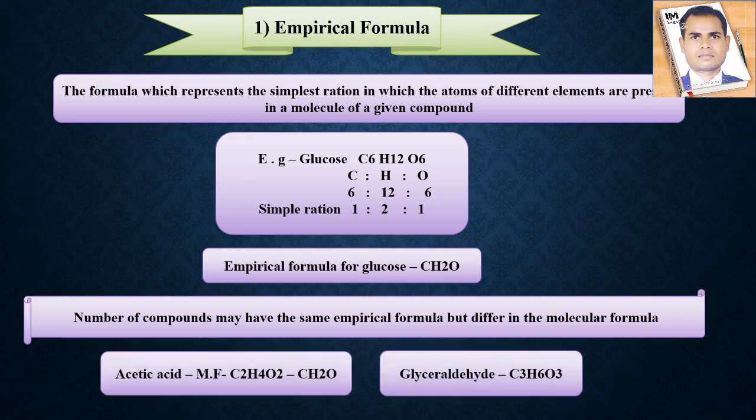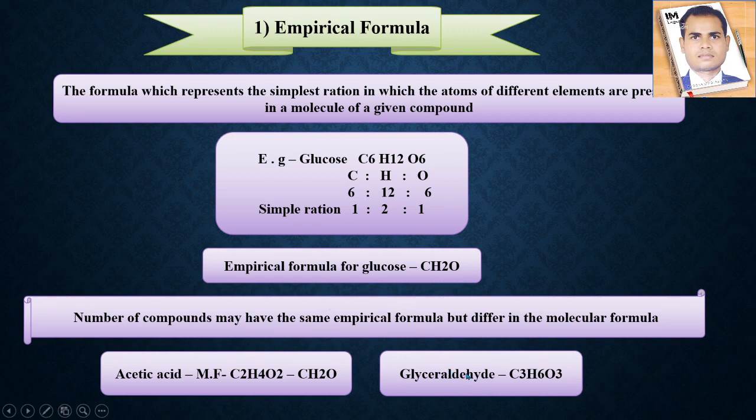So in this way we have to see the examples. The acetic acid molecular formula is C2H4O2. So the empirical formula for acetic acid is CH2O. This is again, like glucose, the empirical formula CH2O.